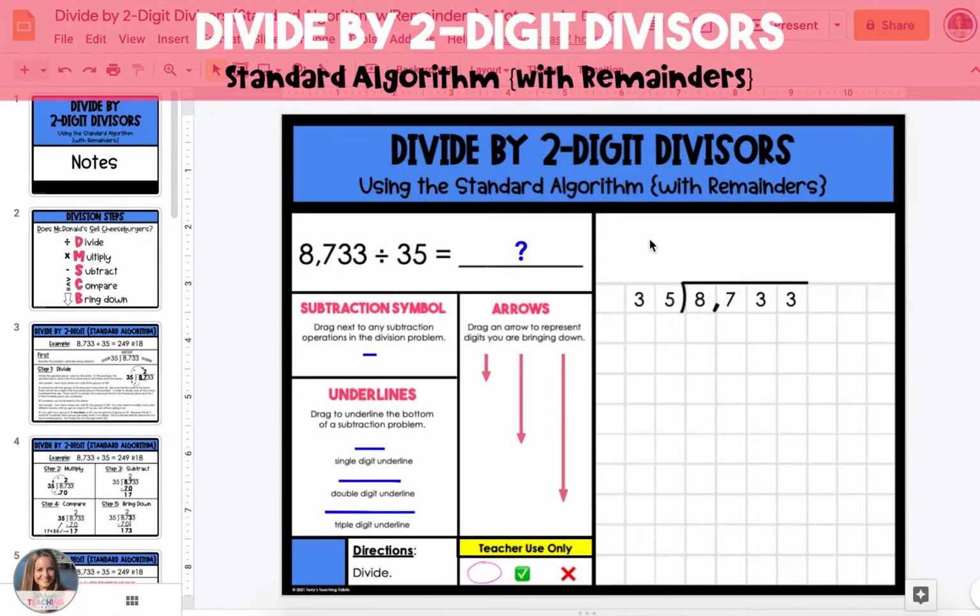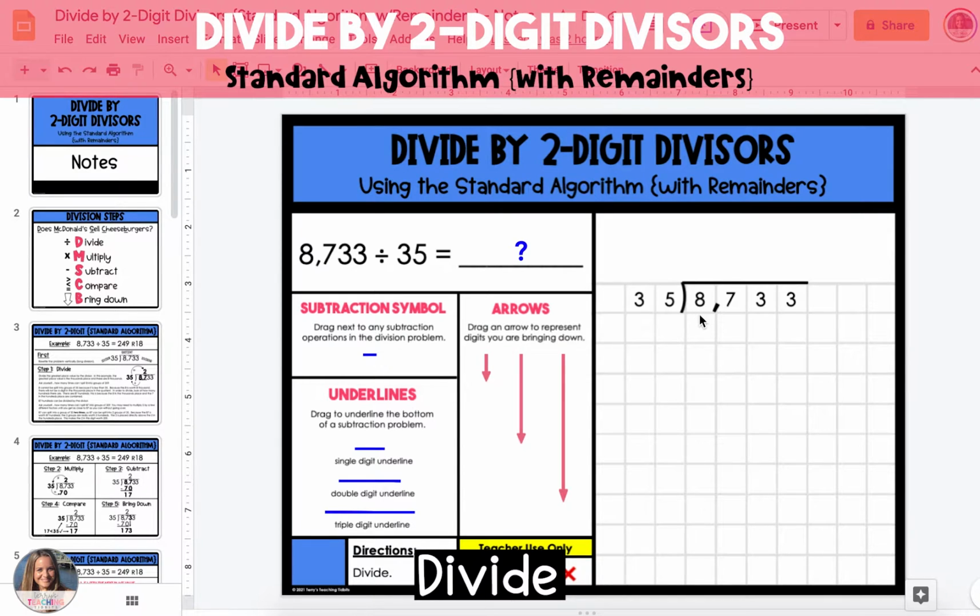In this video, I'm going to show you how to divide whole numbers by two-digit divisors using the standard algorithm where the answer has a remainder. Remember to use the steps for division: divide, multiply, subtract, compare, bring down. First, divide the greatest place value in the dividend by the divisor.